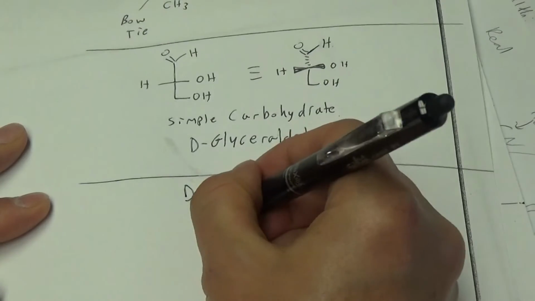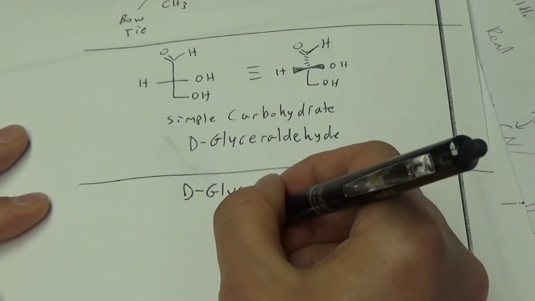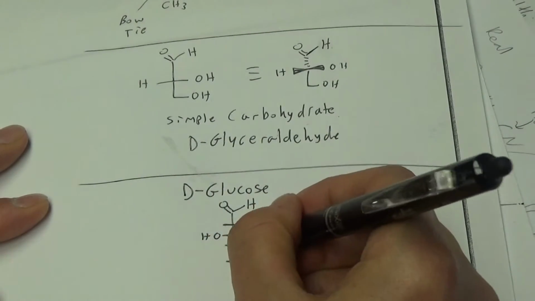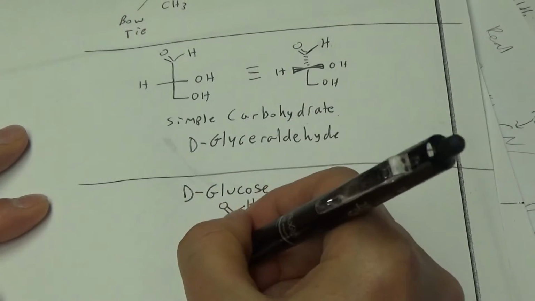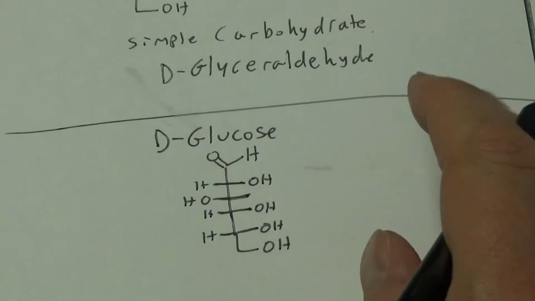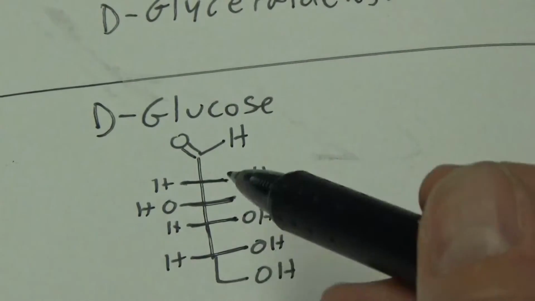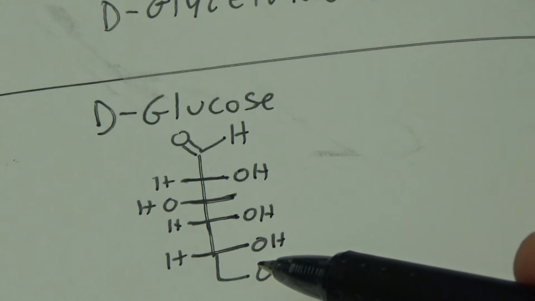With an aldehyde on top. First OH to the right, second OH to the left, OH, OH on the right, H, H, H, okay? Something like that. So you can see, with multiple chiral centers, this is actually a pretty easy thing to draw. Drawing the chirality of glucose is a little bit of work.